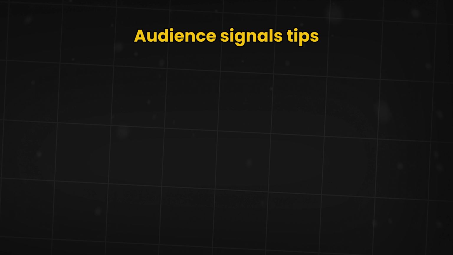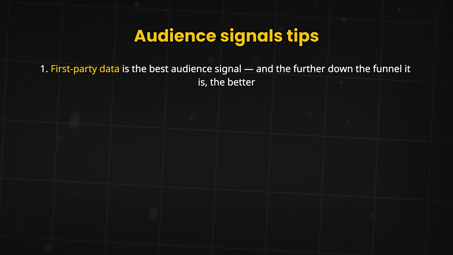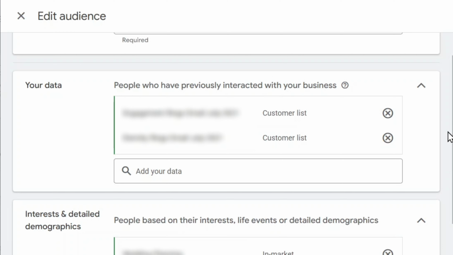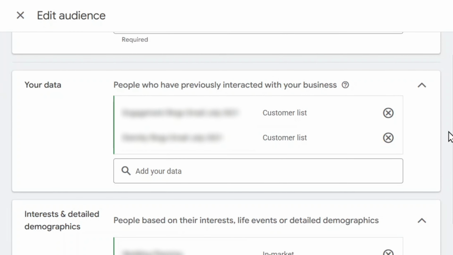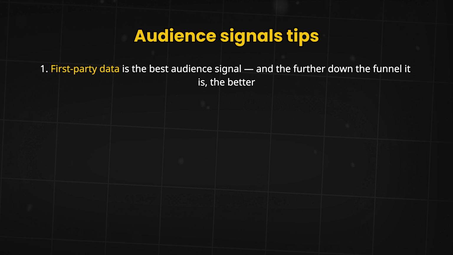Now, in order to make the most out of your Performance Max audience signals and avoid the most common mistakes I see people make, here are a few agency-tested tips. First, your first-party data is the best signal you can possibly provide to your Performance Max campaign, and the further down the funnel it is, the better. For example, a customer list is a stronger signal than leads or add to carts, so use a relevant list when possible, but keep in mind that your customer list needs to be large enough.